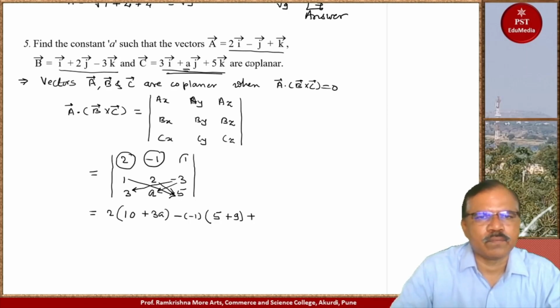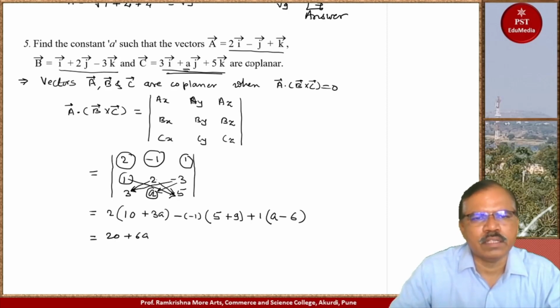This one: 1 into A, that is A, and 2 into 3, that is 6. We have here minus 6. Now see here, 20 plus 6A. Minus minus, that is plus 1. 5 plus 9, that is 14. So we'll get here plus 14.